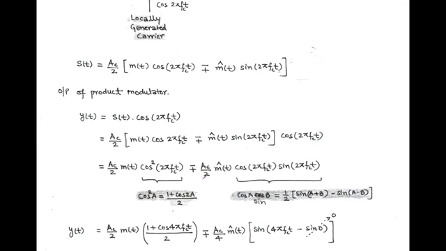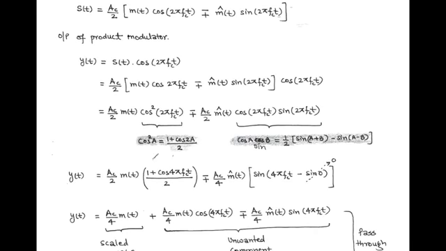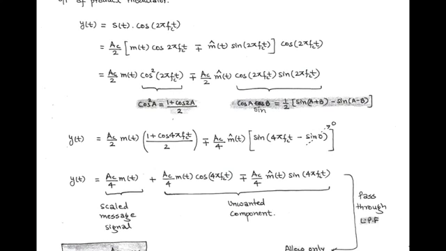Now we further solve this equation. In the first term there is cos square 2 pi fct. So we can use a formula cos square a equals to 1 plus cos 2a upon 2. And in the second term there is cos 2 pi fct into sin 2 pi fct. Here we use a formula cos a sin b, that is 1 upon 2 within bracket sin a plus b minus sin a minus b.